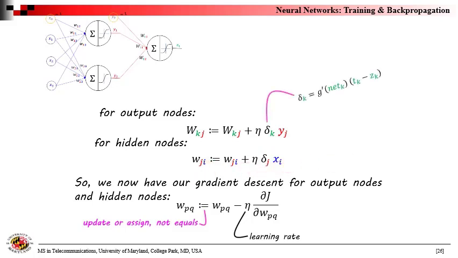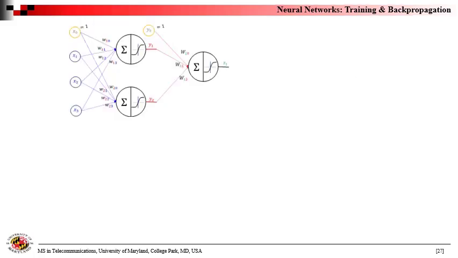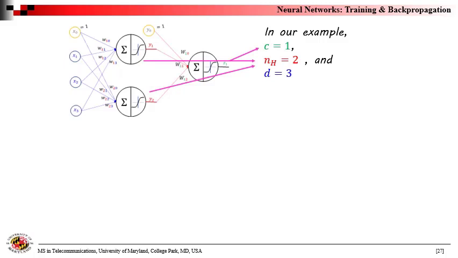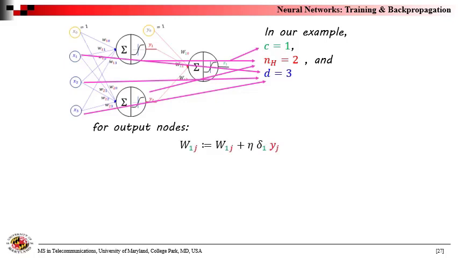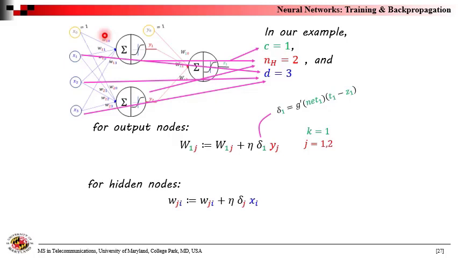We know what these sensitivities are. We calculated them before. And now we're going to apply it to our particular example. In our example, we have one output, 2 hidden nodes, and 3 input nodes. So for our output nodes, we apply this formula for the index k equal to 1, because c is equal to 1, and j equal to 1 and 2 because we have 2 hidden nodes. And we know what this delta for the output sensitivity is.